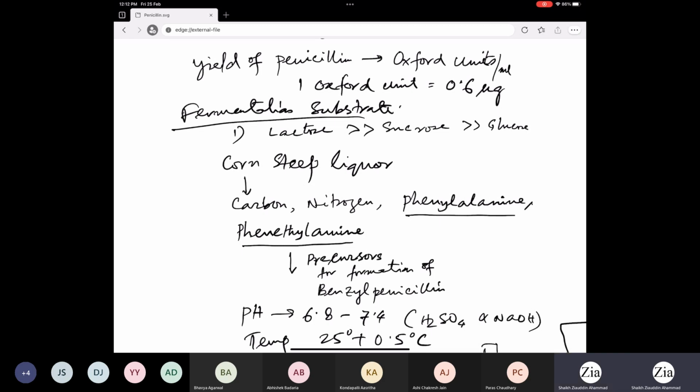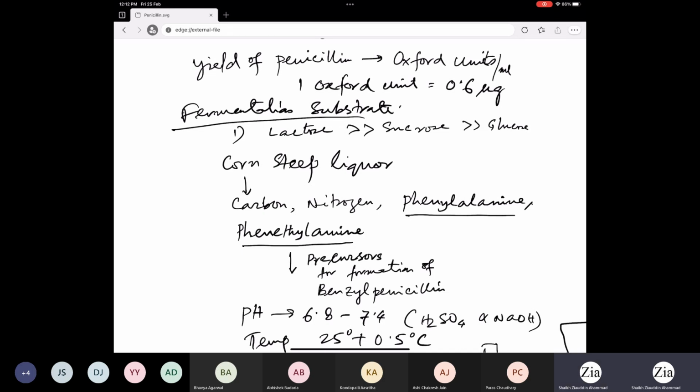We have also mentioned the Oxford unit, because in antibiotic production, instead of expressing the concentration in milligram per liter or kilogram per meter cube, we use the Oxford unit, and one Oxford unit is equivalent to 0.6 microgram. Accordingly, you can get the concentration if you know the volume of the broth.